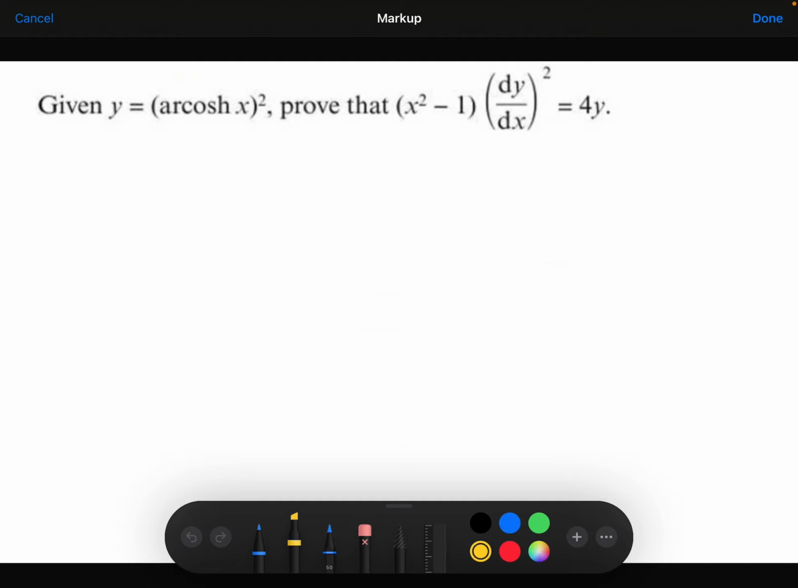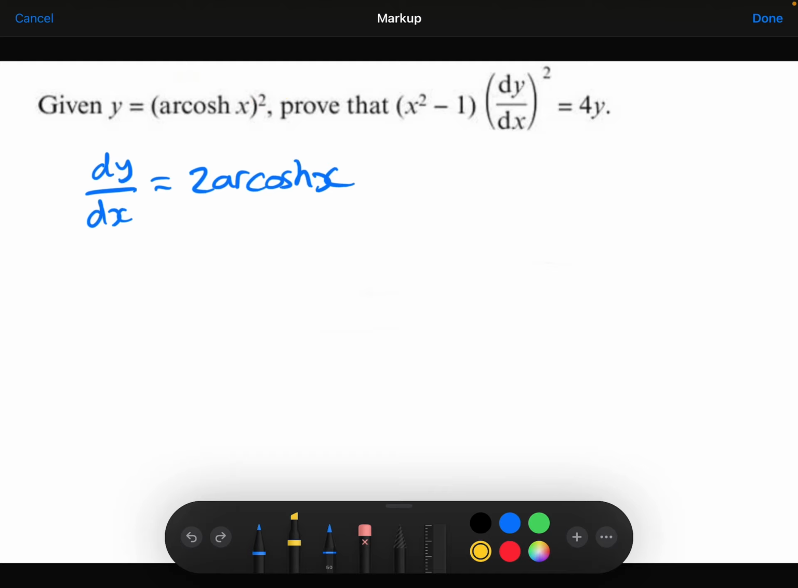So clearly I can see I need to differentiate here. So that's going to be my first job. I'm going to differentiate this function, and I'm going to do so with the chain rule. So dy by dx. First of all, let's differentiate the outside function, that squared. So I'm going to multiply by 2. I'll get 2 arcosh x. The new power now will be 1, because obviously 2 take away 1.